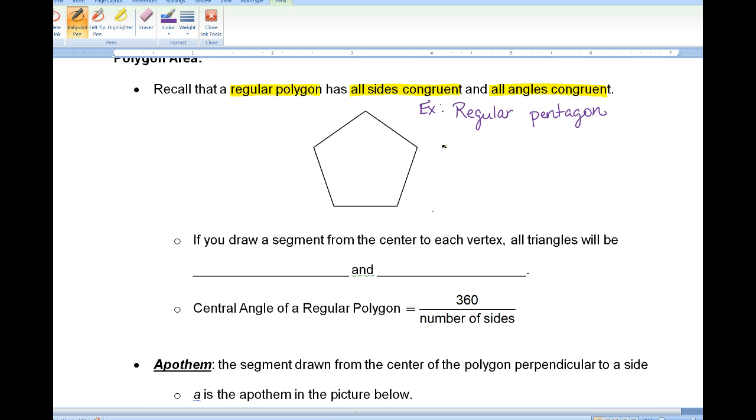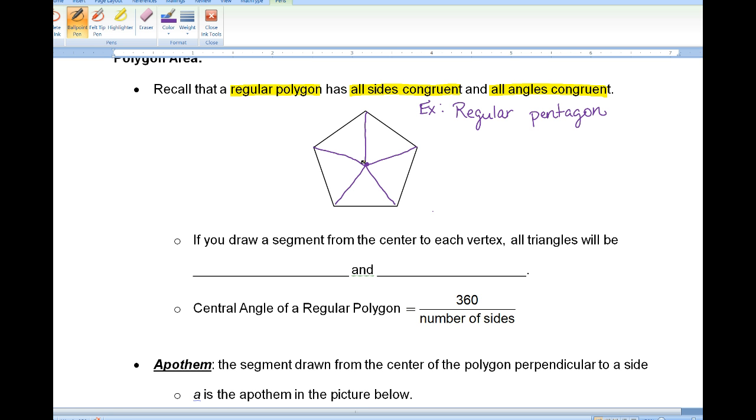What we want to do when we have a regular polygon is picture that you have the center of this polygon, kind of like the center of a circle, where that center point is equidistant from the vertices and the sides. So draw a segment from the center to each vertex. Imagine if the pentagon was inscribed in a circle, each vertex would be congruent.